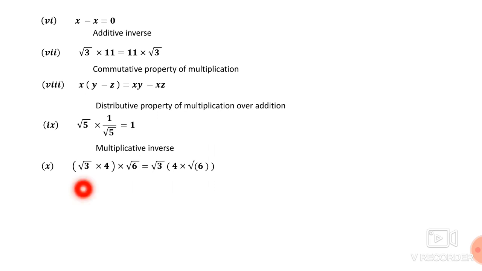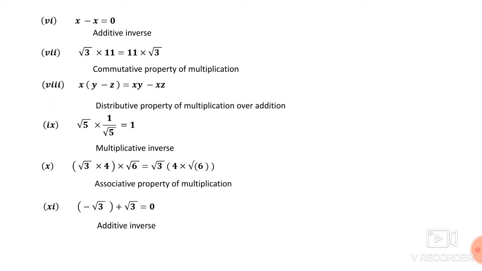Next, square root 3 multiplied by 4, multiplied by square root 6, or square root 3 multiplied by 4 multiplied by square root 6. This is the associative property of multiplication. Minus square root 3 plus square root 3 is equal to 0. This is additive inverse.